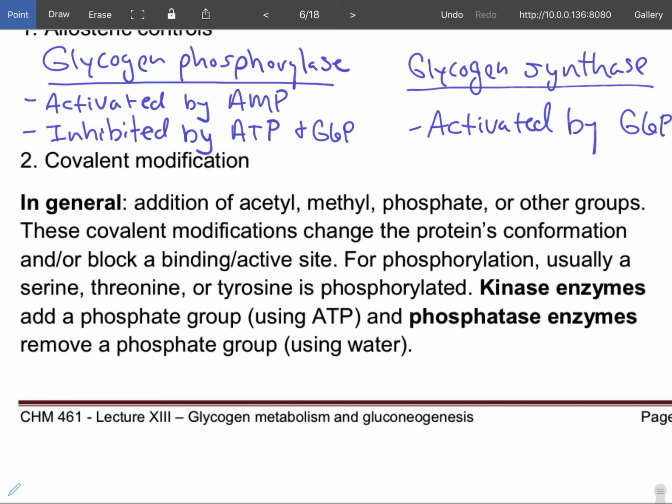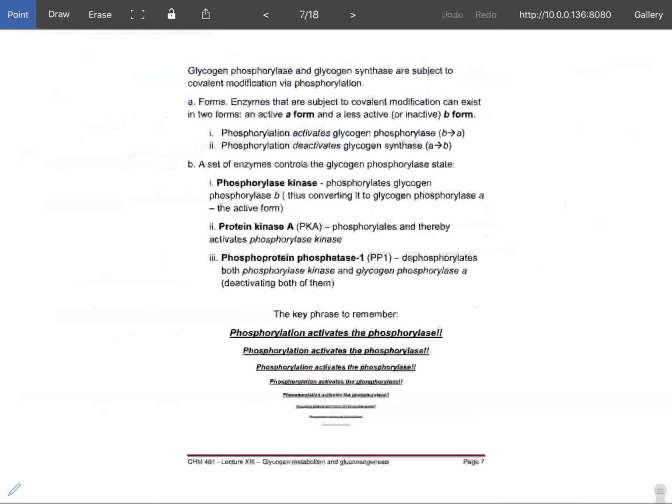And we're going to focus in on phosphorylation here in the case of glycogen metabolism, and it's usually a serine, threonine, or tyrosine group that's phosphorylated. So one of those OH-containing amino acid side chains. And of course, we already know that kinase enzymes use ATP to add a phosphate group to something, and that's indeed the case here. So anytime we're adding a phosphate, we're going to use a kinase enzyme. And just like we saw before, anytime we are removing a phosphate group, we're going to use a phosphatase enzyme that's using water in a hydrolysis reaction to remove that. So we're going to talk about kinases and phosphatases and the way they modify glycogen phosphorylase and glycogen synthase.